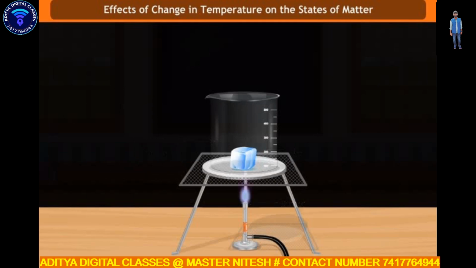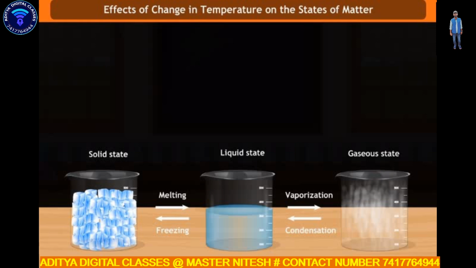Take some ice in a container and heat it till it changes into liquid. Heat it further till the liquid changes into gaseous state, that is, water vapor. We observe that on increasing the temperature, solids change to liquids and liquids to gases.